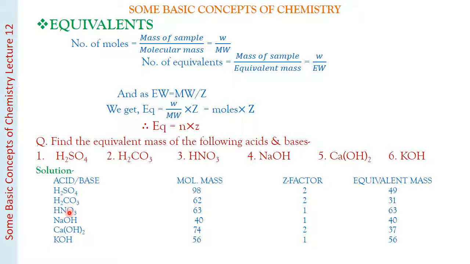HNO3, the Z factor is going to be 1. So 63 divided by 1, we get the equivalent mass as 63. Similarly, you can do this for the bases also. NaOH, the Z factor is 1. Calcium hydroxide, the Z factor is 2. And KOH, the Z factor is again 1.